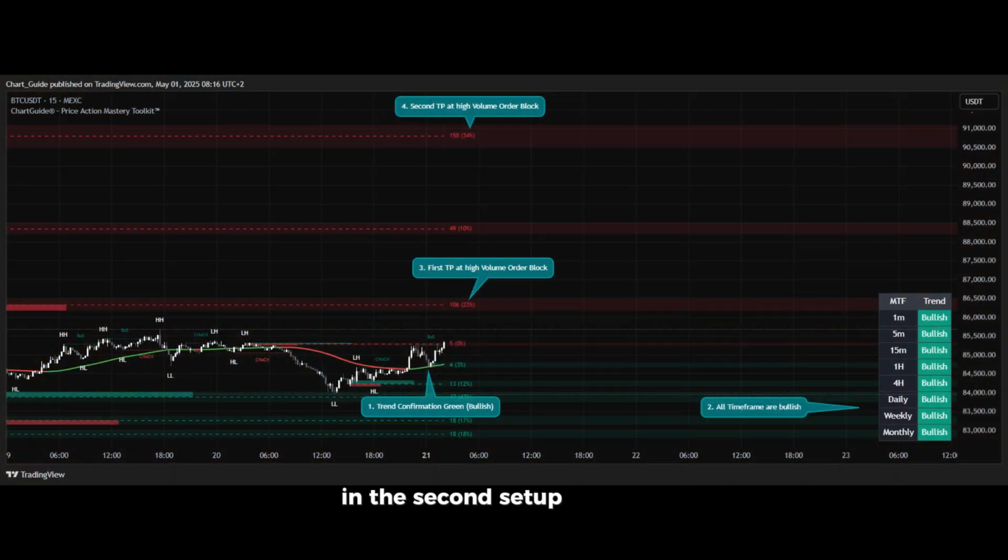In the second setup, the trend confirmation line turns green, and all time frames in the multi-time frame trend table align to the upside. This confirms strong bullish momentum. After a break of structure, BOS, we enter the trade right after the BOS is confirmed. TP1 is placed at an order block with 23% volume, which sits lower. Price is likely to just move above it, so we secure some profit there.